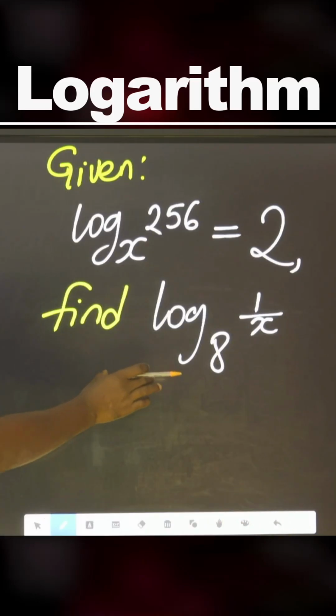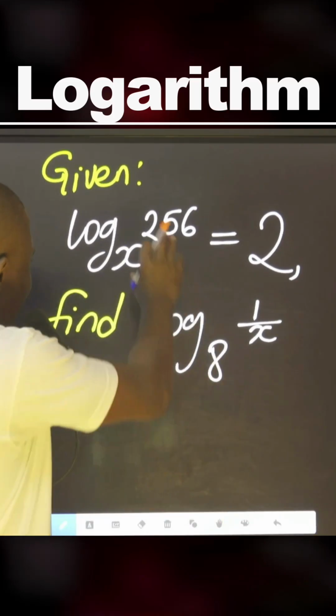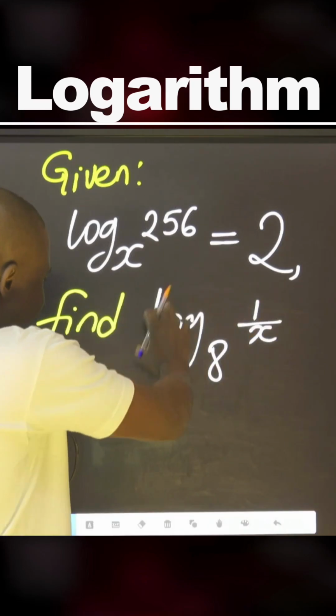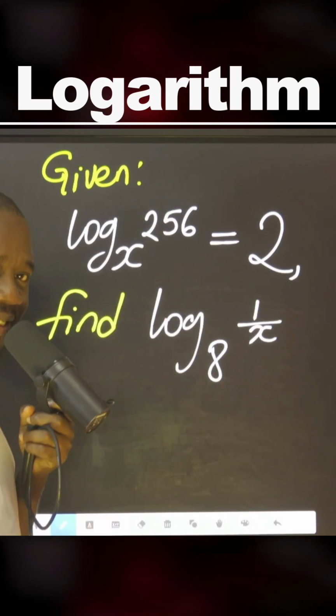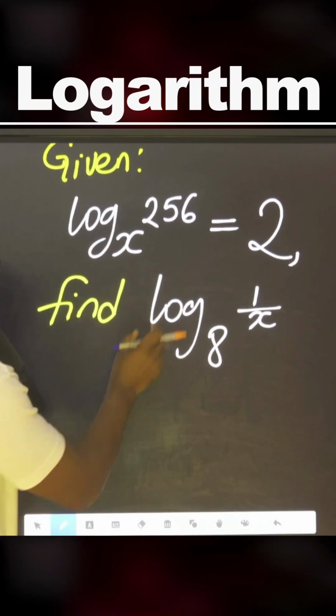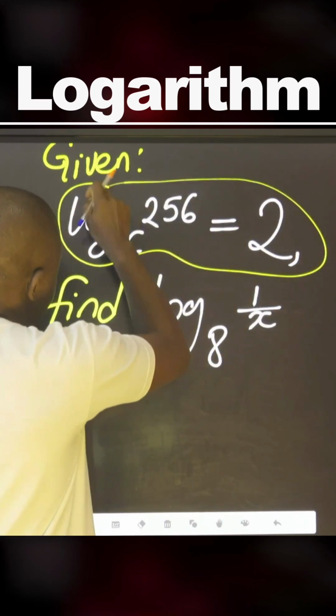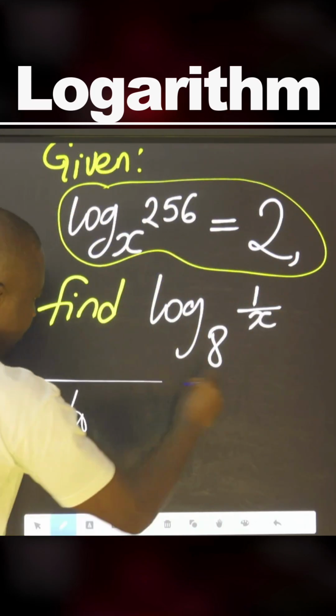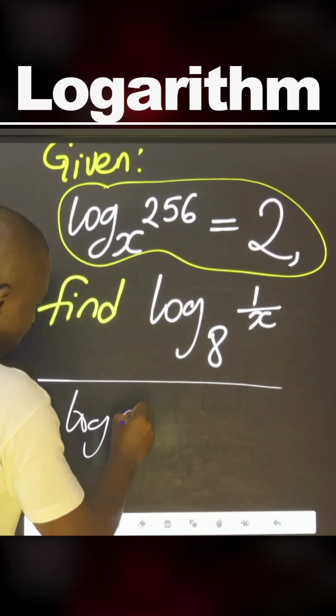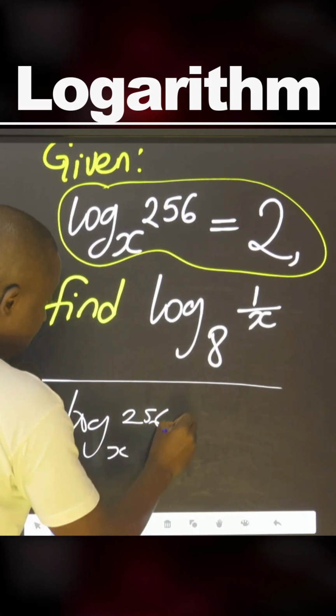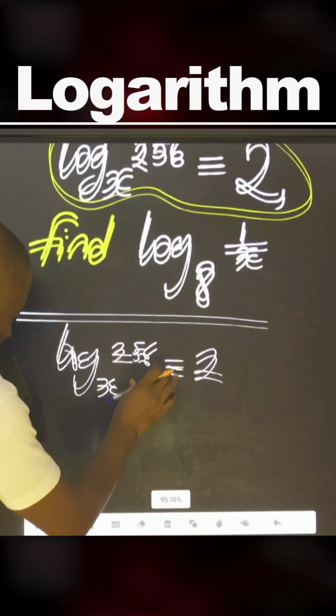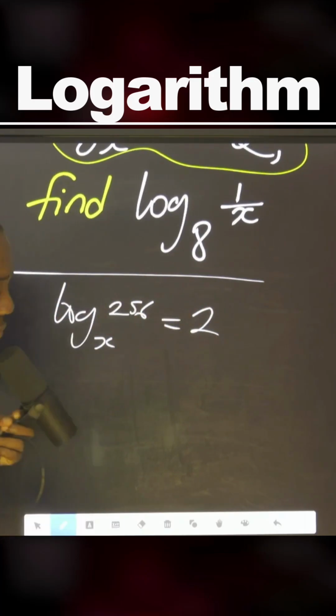Let's look at this. As you can see in this place, given that this is equal to this, we should find this. How do you do that? Let me show you. The first thing we need to do is work on this first. That is, as you can see, this is index form.